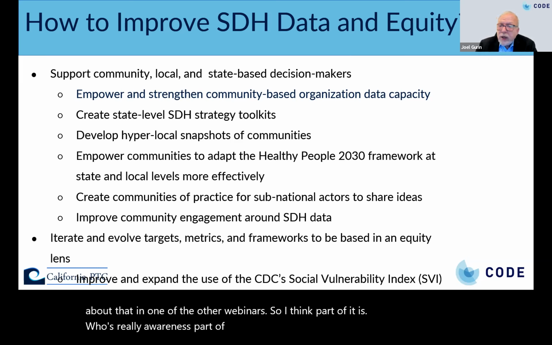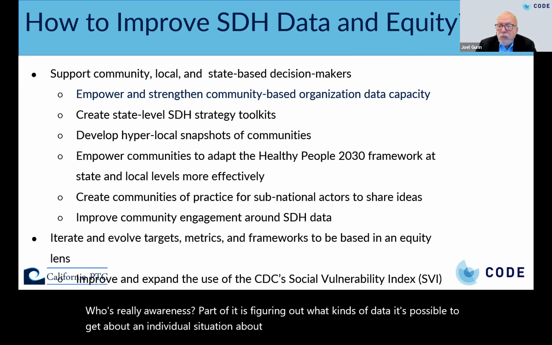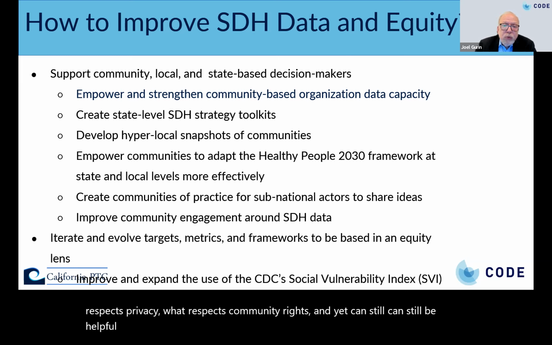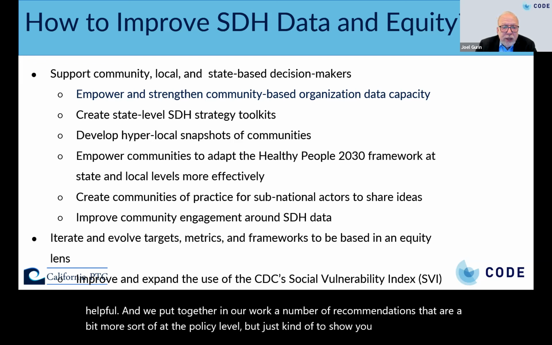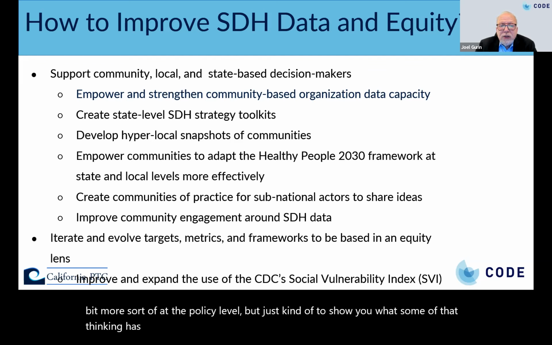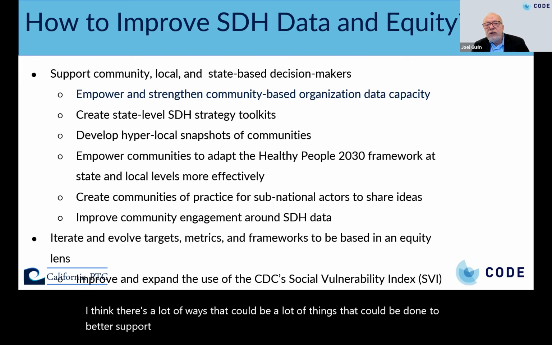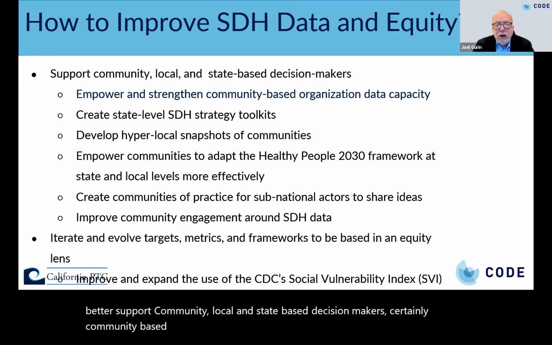Part of it is figuring out what kinds of data it's possible to get about an individual situation, about their community, what's ethical to do, what respects privacy, what respects community rights, and yet can still be helpful. We put together in our work a number of recommendations that are a bit more at the policy level, just to show you what some of that thinking has been. You can see it on this slide. There are a lot of things that could be done to better support community, local, and state-based decision makers. Certainly, community-based organizations of all kinds are central to this work.